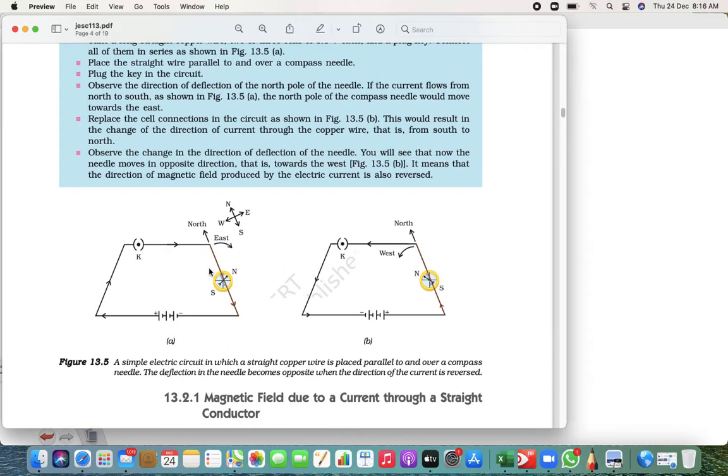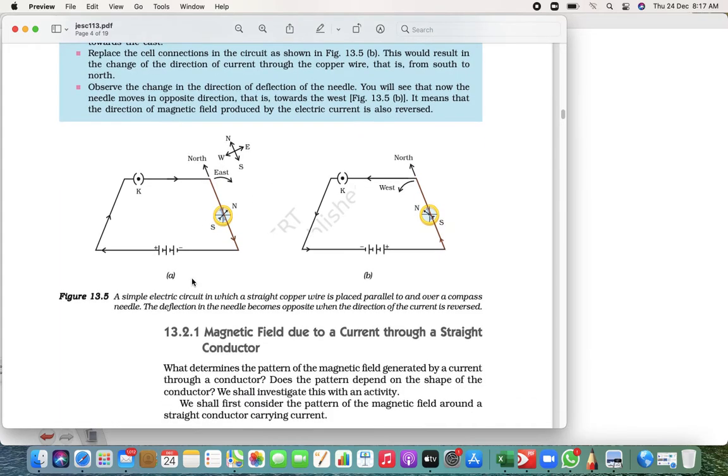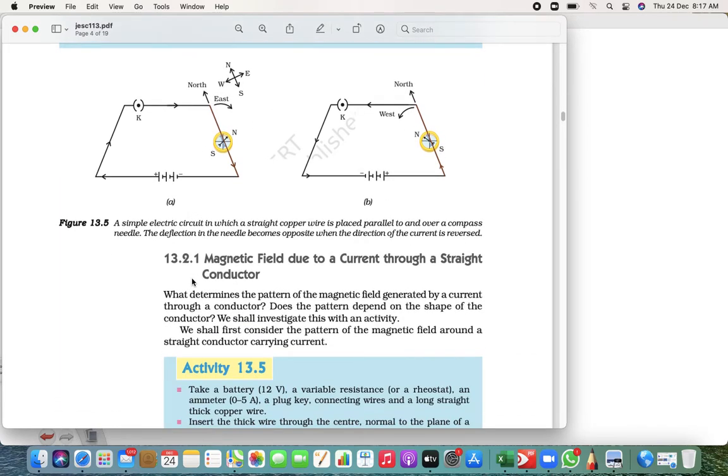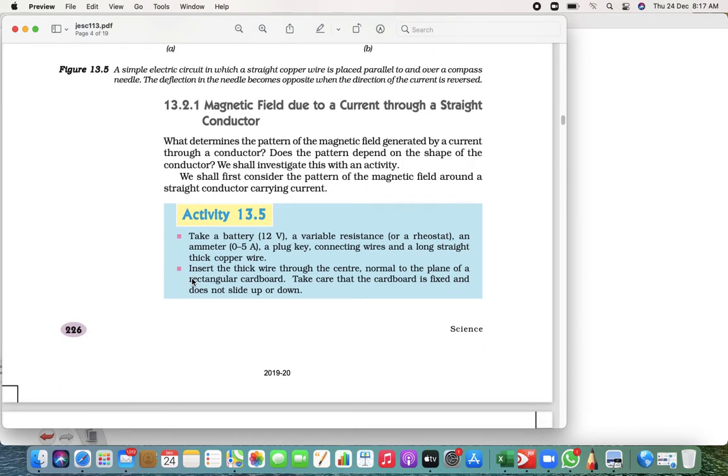See, if you see here, the arrow shows the right side in the first figure A. But in figure B, the direction of current has changed, and then the magnetic field direction also changes. This simple experiment proves that a current carrying wire produces a magnetic field.